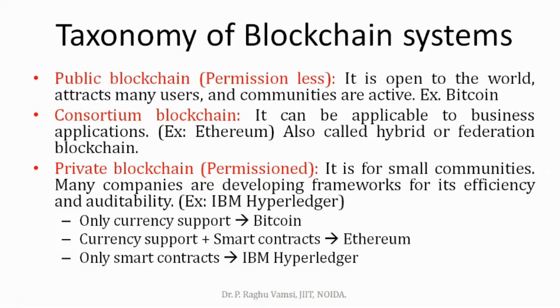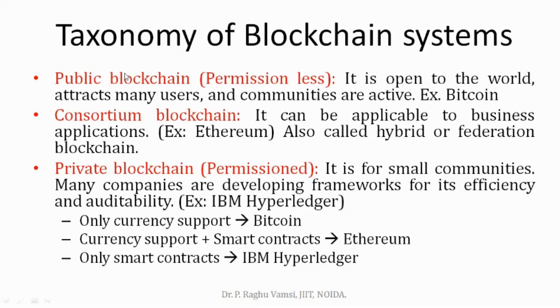But in the case of a private blockchain, it is confined to small communities and held by one authority. If anyone wants to join a private blockchain, they have to seek permission from the authority, get the public and private keys, and only then can they join. In such cases, efficiency and auditability are a question, but many companies are developing frameworks for efficiency. An example is IBM Hyperledger. IBM Hyperledger is a private blockchain. If you want to generate private blockchain based applications, you can work with IBM Hyperledger. This is in the fourth module, where we are going to see the other blockchain frameworks, including IBM Hyperledger.